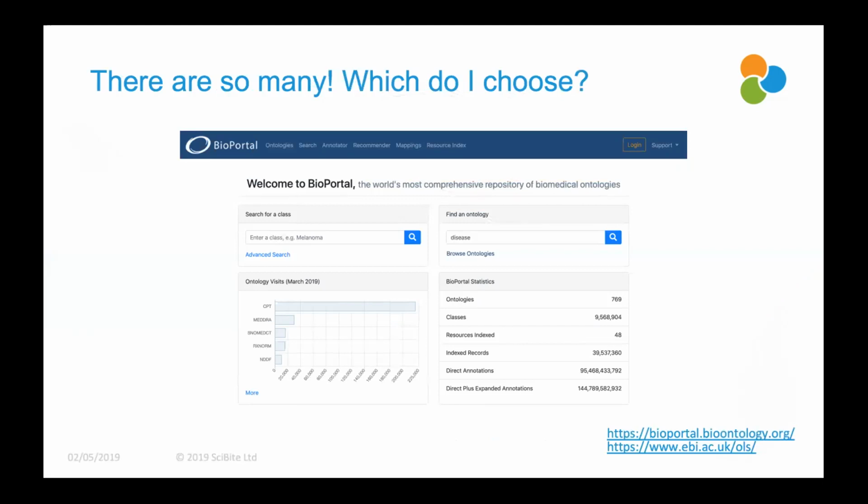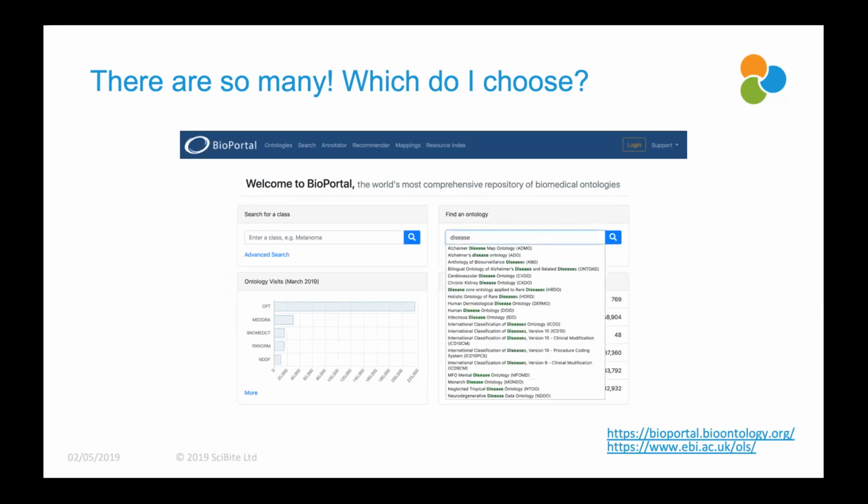But with that kind of expansion comes another problem. This is a screenshot from BioPortal, which is the US repository for bio-ontologies. There's the URL for it at the bottom there. The EBI also has a great ontology service called the OLS. I put the URL there. Those are great places to find what ontologies are out there. If you look in BioPortal for health ontologies, you find 169 ontologies relating to health. So it's hard to know where you would even start in that situation.